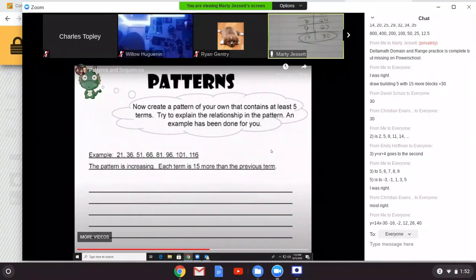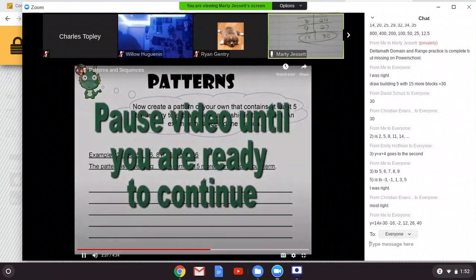Good, Charles. That's good. Okay, the mistake I see here, we're adding 15, adding 15, adding 15. That's really good. Until 96 plus 15 is not 101. It should be 111. And then 111 plus 15 is 126. So they got their last two numbers wrong. Okay, continuing on.